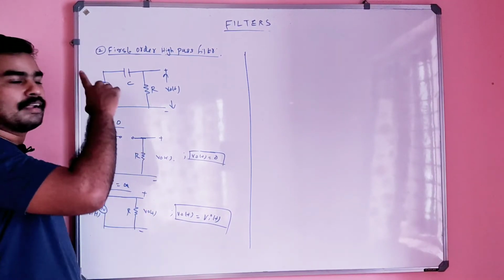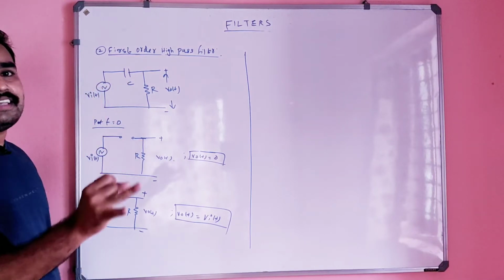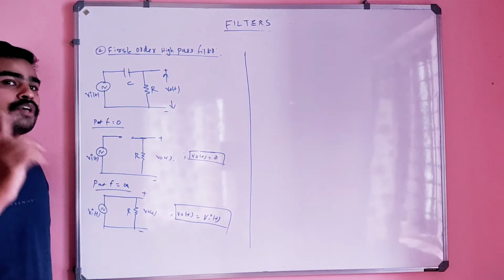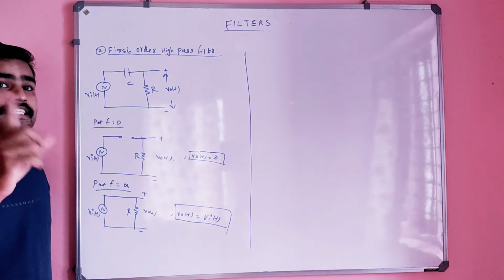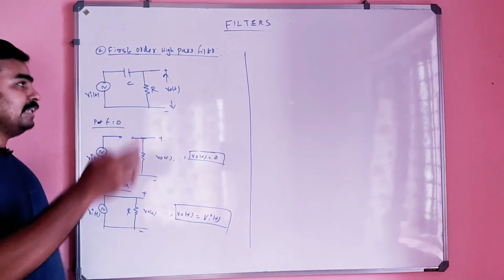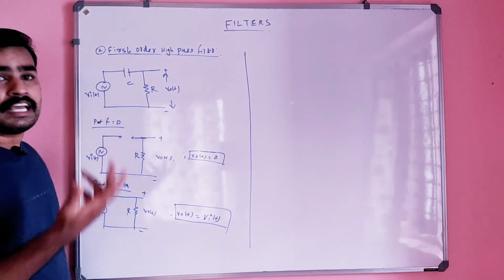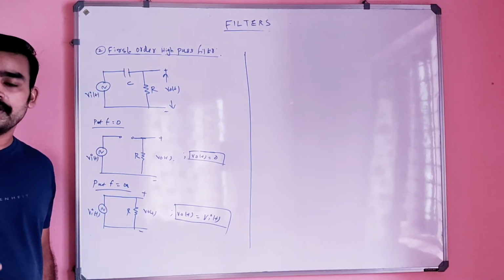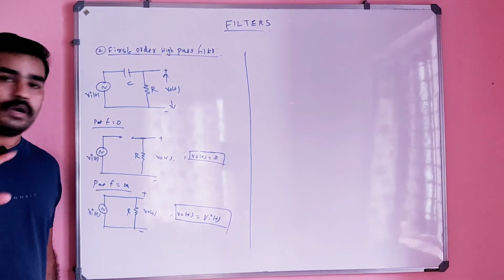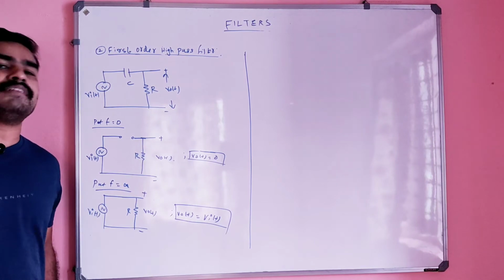See, in the first figure, there was only one R and one C. That means the dynamic element is only C. That is why it is first order. In the second figure also, see the number of dynamic elements. Dynamic elements means something which changes with time. It is only inductor and capacitor, or some others, which we will discuss later.